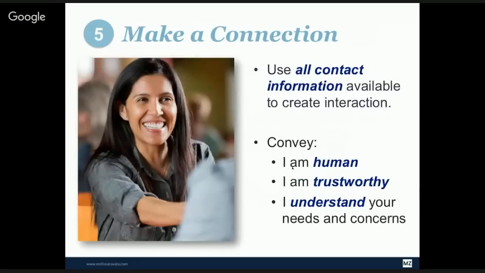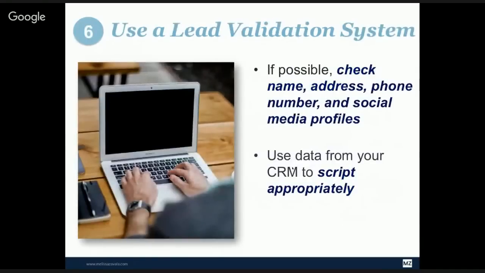And then you want to make a connection. Using all of the information available, you want to create interaction. I'm going to show you in just a second what I mean and how you can really do that. But you need to convey that you're human, you're not automated, that you're trustworthy, and that you understand the client's needs and concerns, or the prospective client's needs and concerns. The best way to get more information so you can make a more human connection is using a lead validation system. By checking the name, address, phone number, and social media profiles, you can really grow the information that you have about them, and then you can use that data to script appropriately.